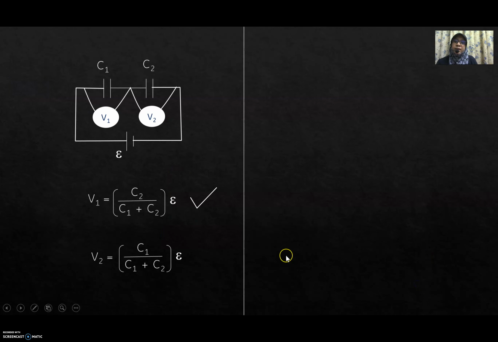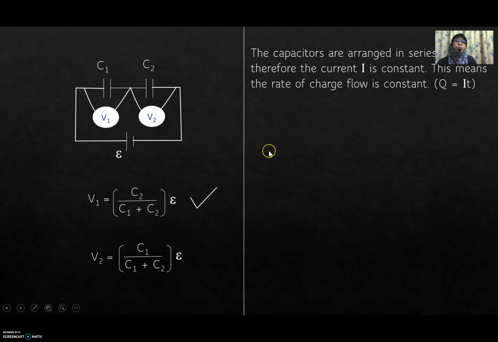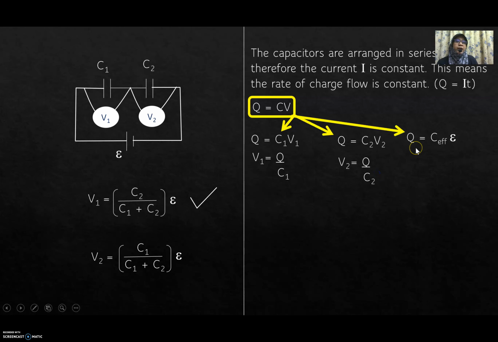Next, we discuss why, for the voltage across C1 with capacitors arranged in series, we use C2 instead of C1. We are going to prove this. The capacitors are arranged in series, therefore the current I is constant. This means the rate of charge flow is constant. From Q equals IT, since I is constant, Q is constant. From the equation Q equals CV, Q equals C1V1 and Q equals C2V2. Q is constant, so C and V are changing. V1 is Q per C1 and V2 is Q per C2. Q also equals C effective times EMF.